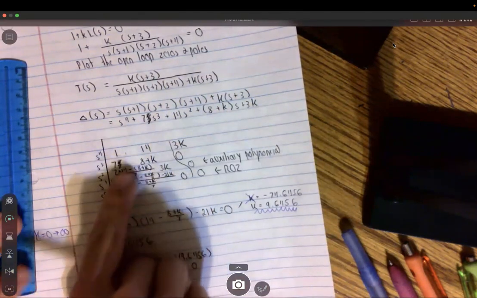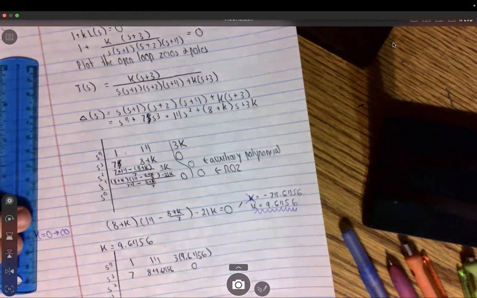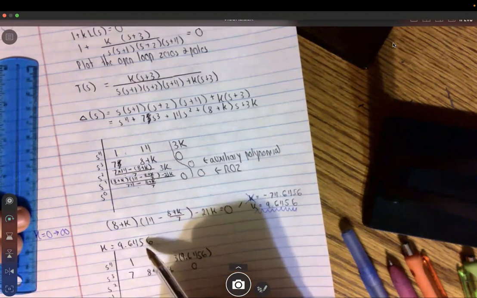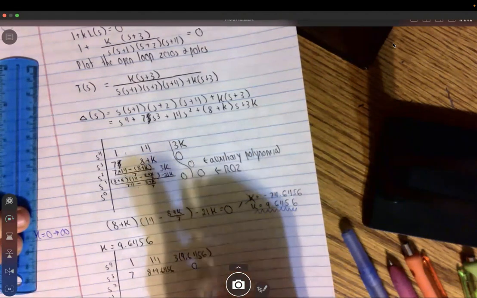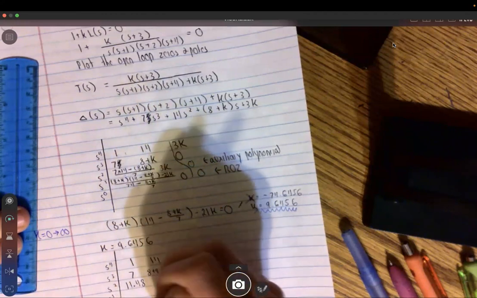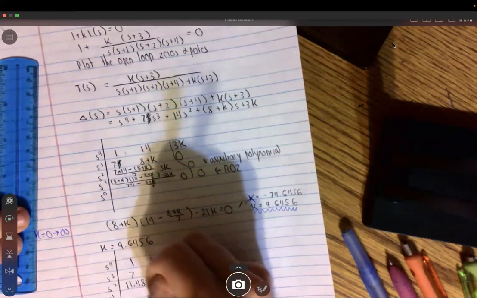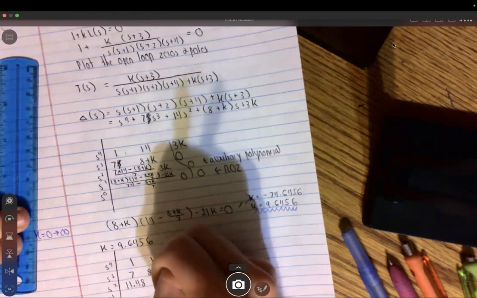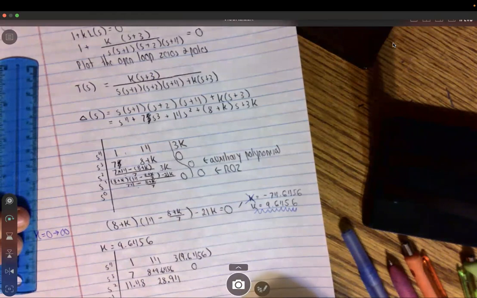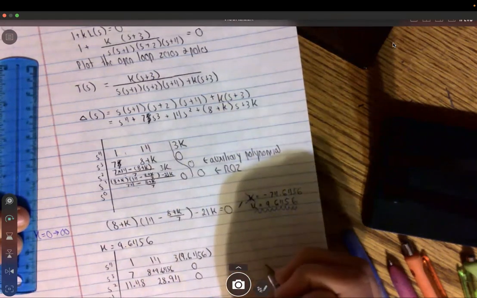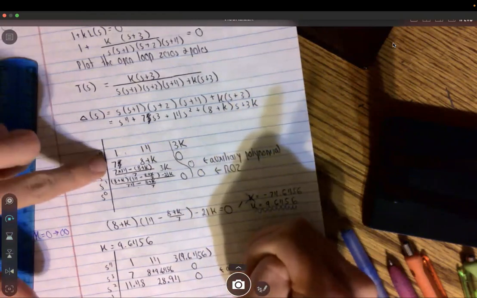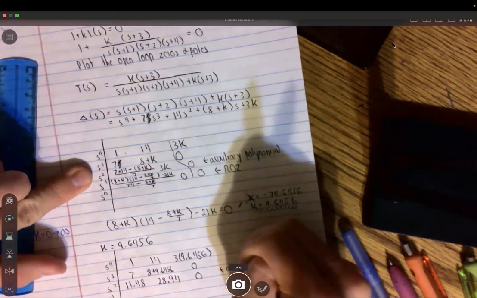Then for this one, if you plug in 7 times 14 minus 8 plus 9.6456, all over 7, you're going to get for this value 11.48, and then 28.94 when you do 3 times K, with K being this value. Then you're going to have 0 here, of course. Remember, this is your auxiliary polynomial from up above. It's still in terms of s squared.